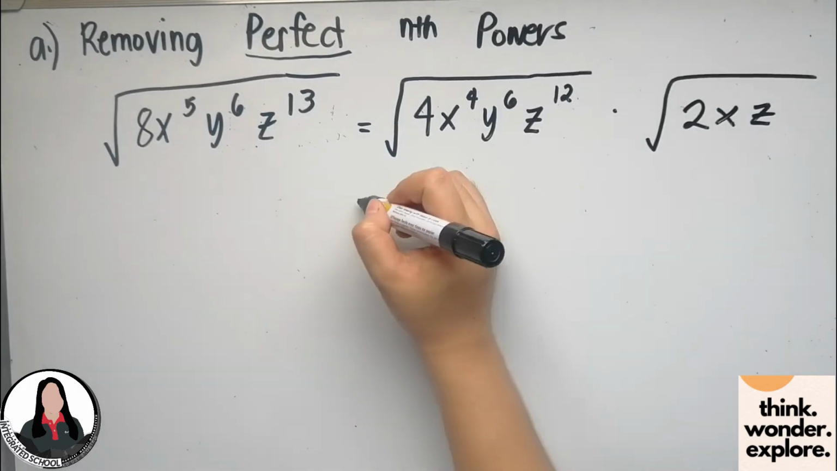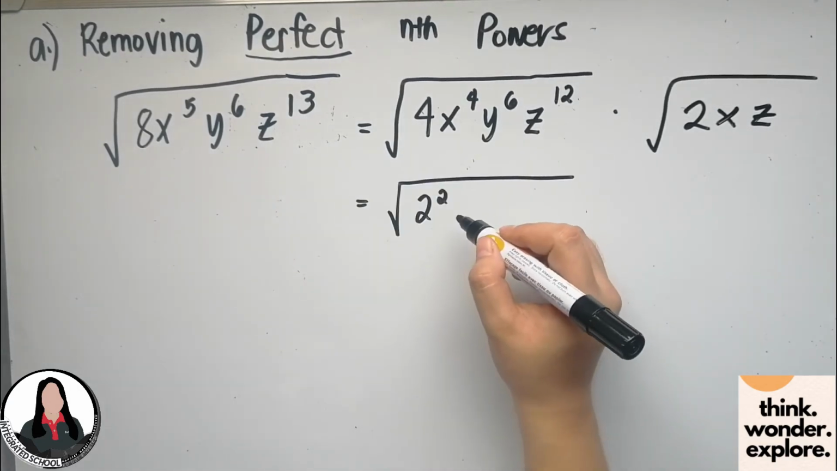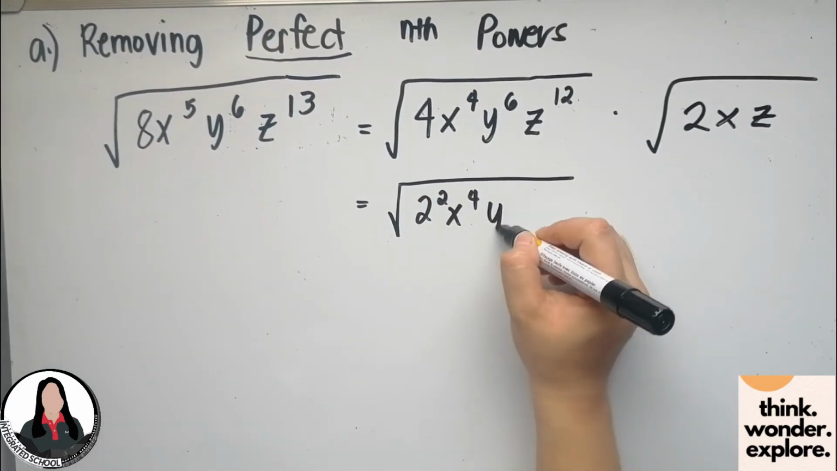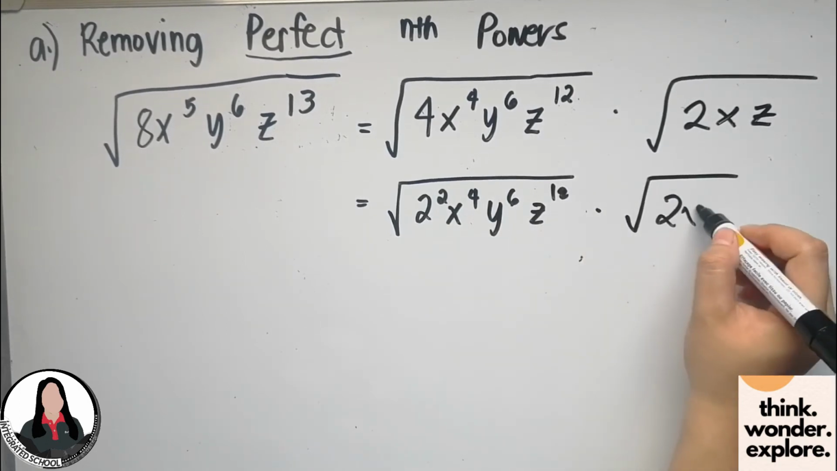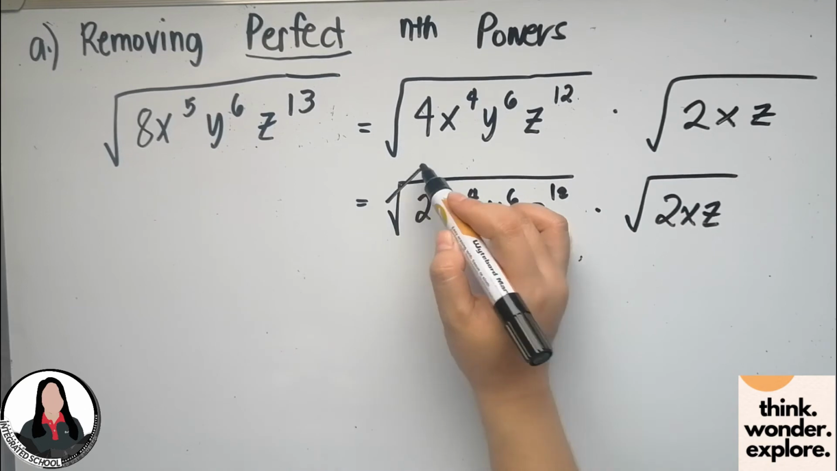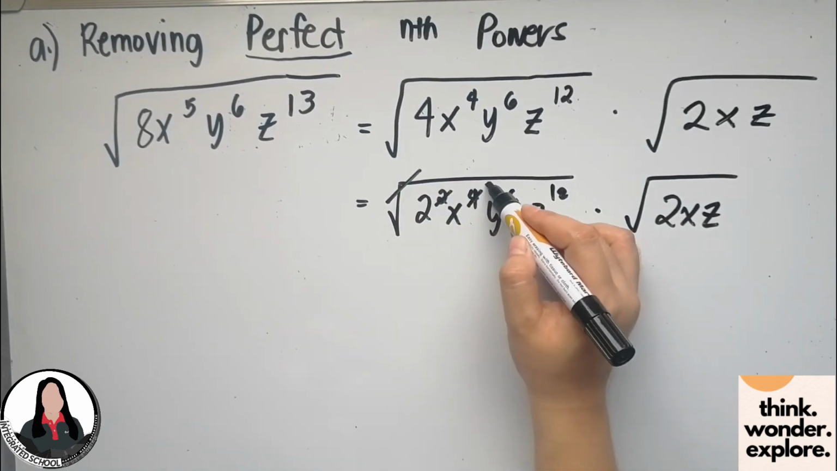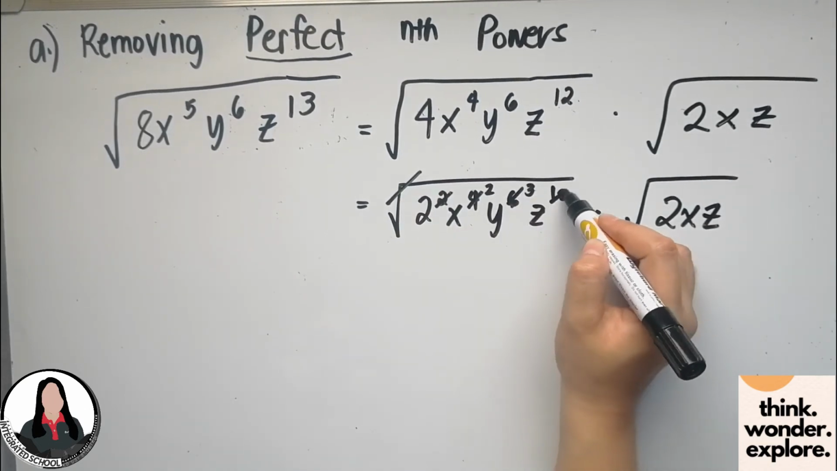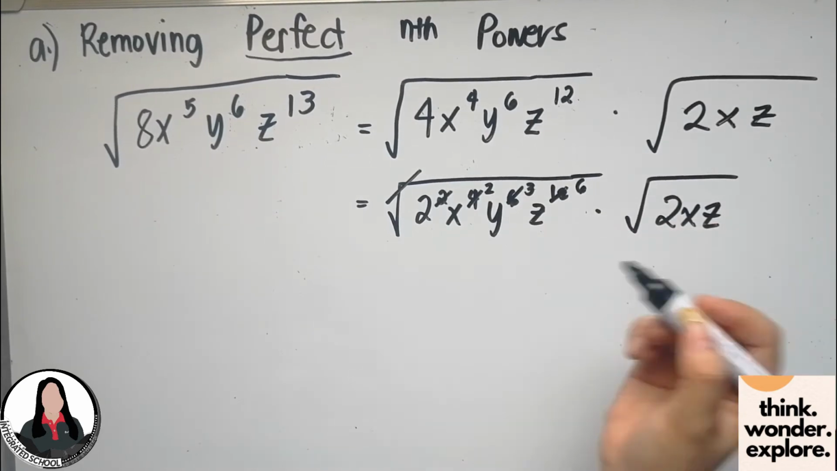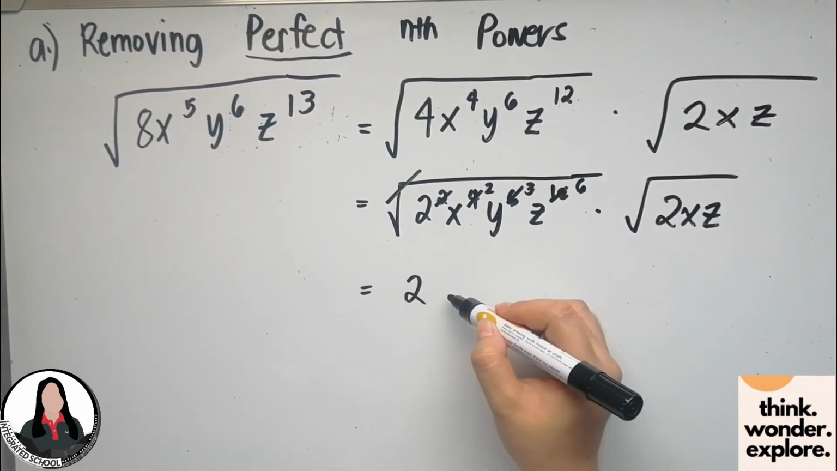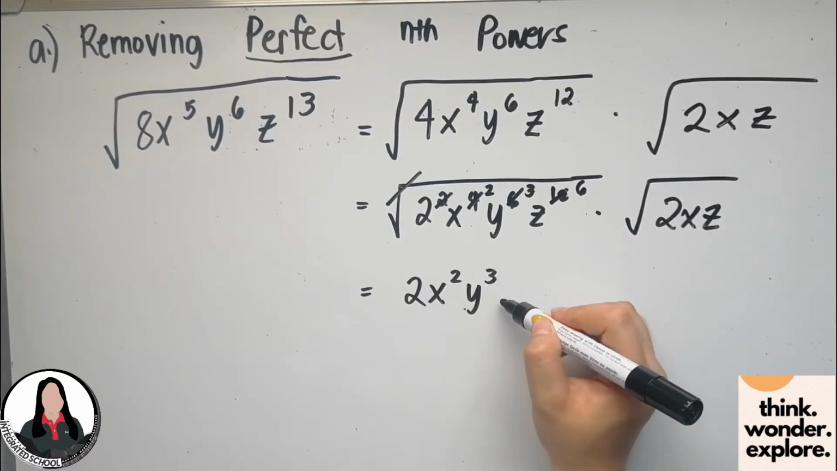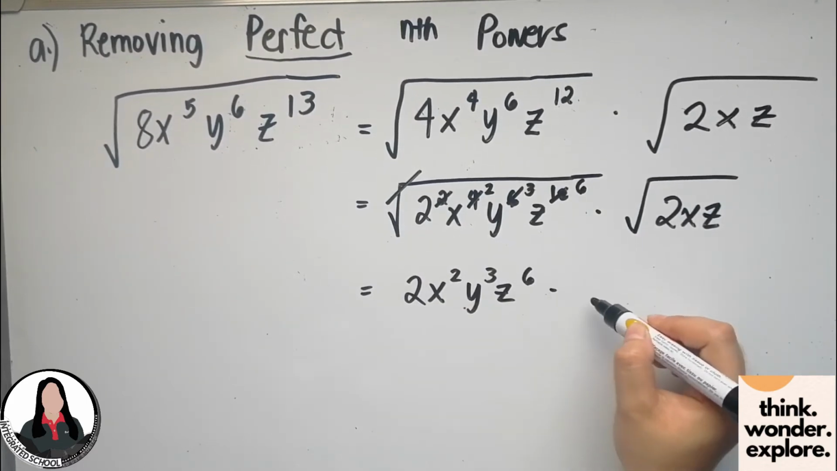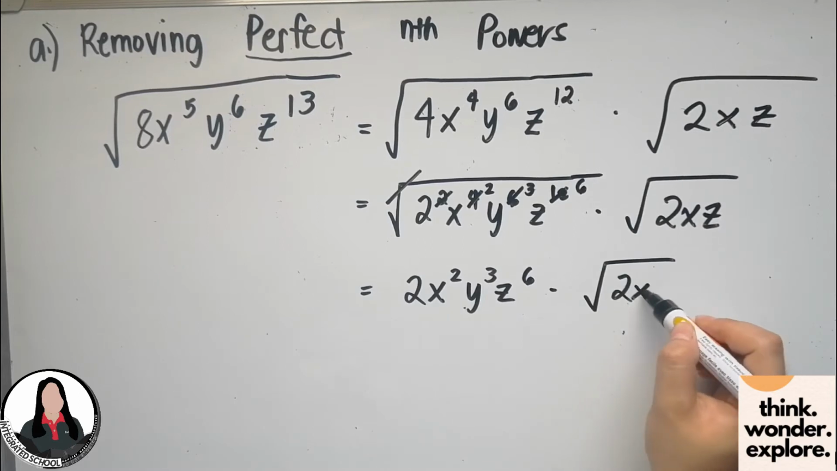Okay? And then, we simplify. Square root of 2 squared, x raised to 4, y raised to 6, z raised to 12, times square root of 2x z. So, makakancel natin yan. This one. So, will become 2, this will become 3, and this will become 6. Therefore, 2x squared, y raised to 3, z raised to 6, times square root of 2x z.